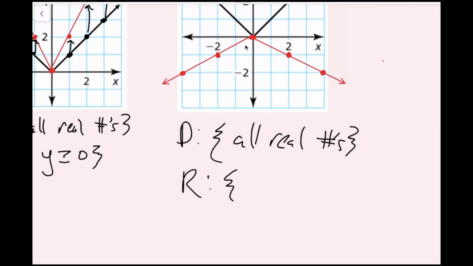The range is going to be y is less than or equal to 0 because if we see, there's no positive numbers on this red graph right here. Okay, the highest number is 0, so that means all the y values are going to be 0 or lower, which is this. All right, and now we're done with this one.